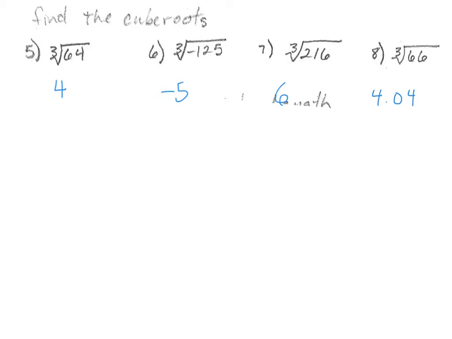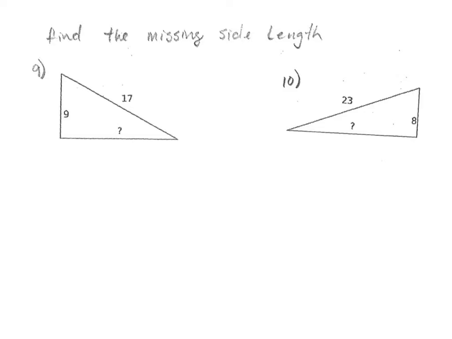Alright, let's take a look at number 9. On number 9, we have to figure out one of the side lengths. In this case, it's going to be a leg. So the first thing that I'm going to do is label A, B, and C. And I'm going to write my formula as A squared plus B squared is equal to C squared. So in this case, my A is 9, plus B squared, which we don't know, equals C squared, which is 17.